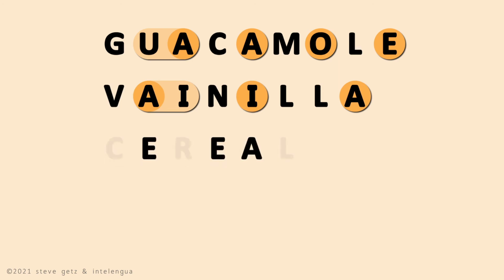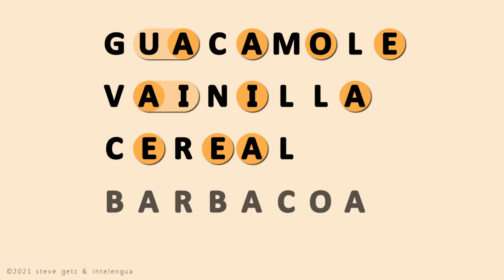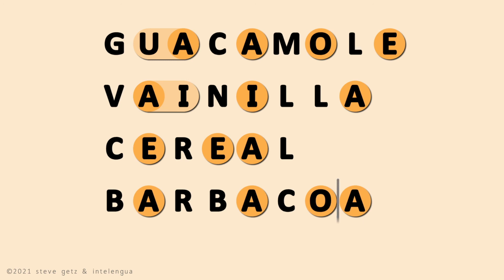This word has 3 vowels. How many beats? 3. E and A make 2 separate beats. A diphthong has to have an I or a U. The break between the vowels is called a hiatus. You may think of a break from work or a break from school, but in linguistics, a hiatus is a break between vowels. This word has 4 vowels. How many beats? 4. A and O make 2 separate beats. Neither one is an I or a U. There's a break between them, a hiatus. Got it?